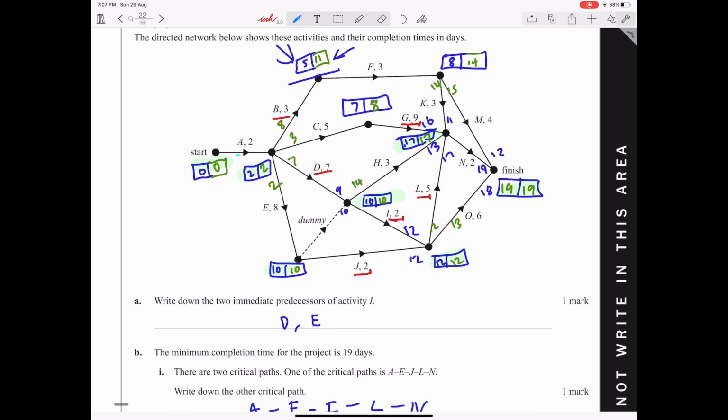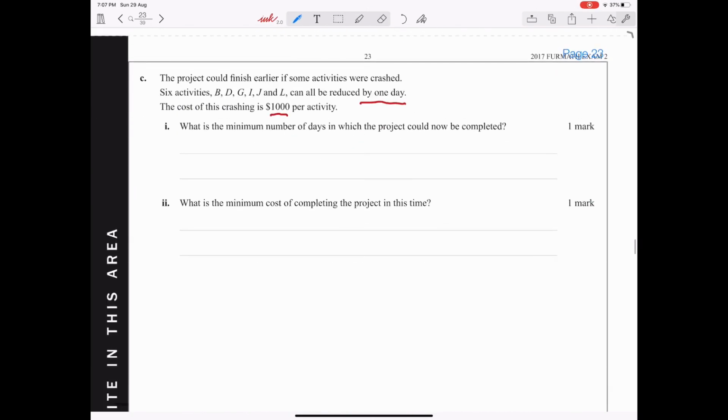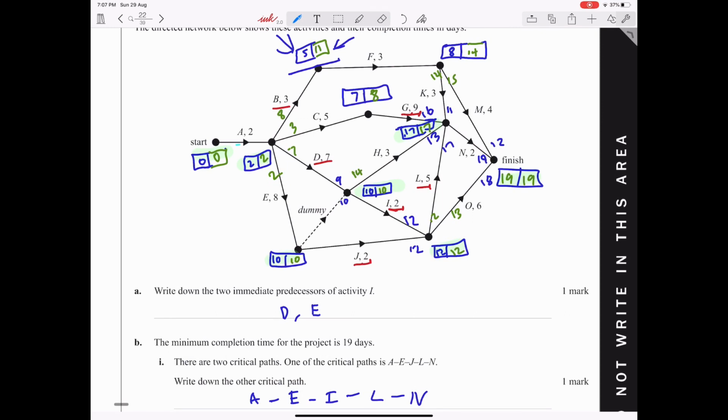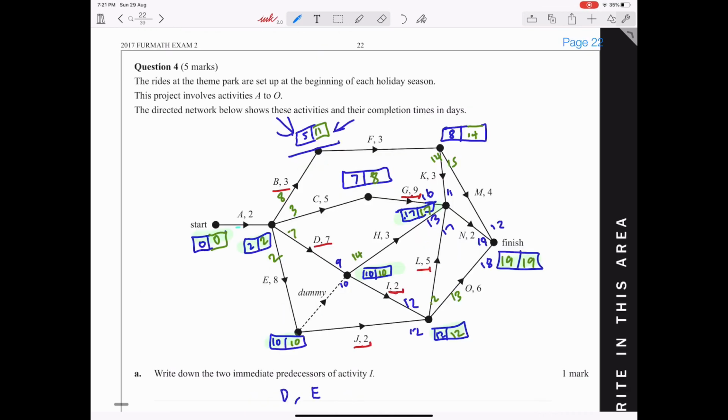So we want to find the minimum number of days in which the project could now be completed. But the second question also says the minimum cost. So we'll try to find the minimum number of days in which the project could be completed at the minimum cost as well. So first step, the first two activities we could crash are I and J. It's because they are both on the critical path, and if we want to reduce the minimum completion time, we first need to reduce the activities on the critical path.